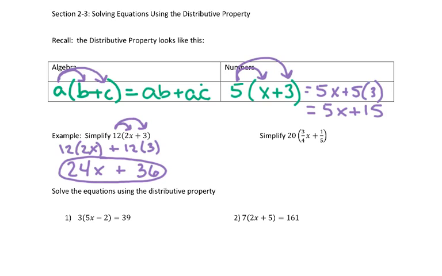This applies to fractions, and we did some prerequisite work with our fractions, so hopefully this will become a little bit easier for you now. We are going to distribute the 20 to the 3/4x. So it's 20 times 3/4 x. And then we're also going to distribute the 20 to the 1/5. So it's 20 times 1/5.